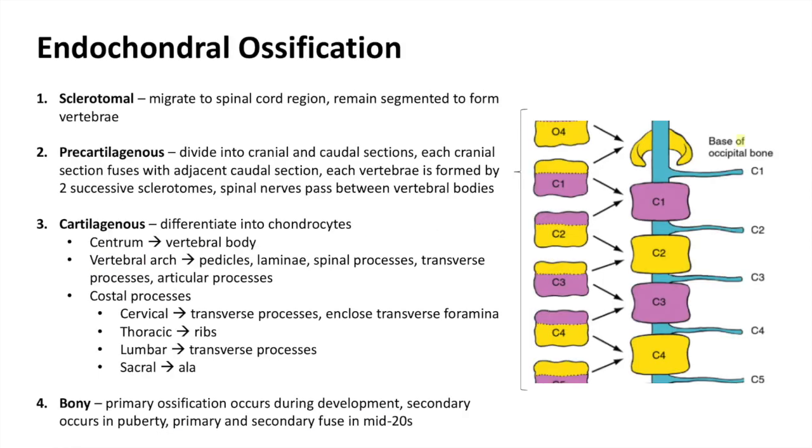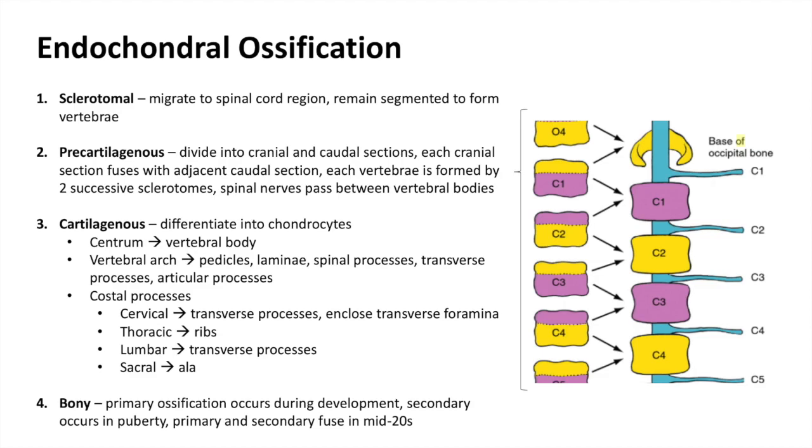Okay, so we've got the endochondral ossification. So we've got the sclerotomal. So that's going to be migrating to our spinal cord, and it's going to be segmented. And so this is what's forming our vertebrae. So sclerotomal is forming vertebrae. Precartilaginous is dividing into cranial and caudal sections. And so the cranial sections fuse with the adjacent caudal section, where the spinal nerves pass between those vertebral bodies.